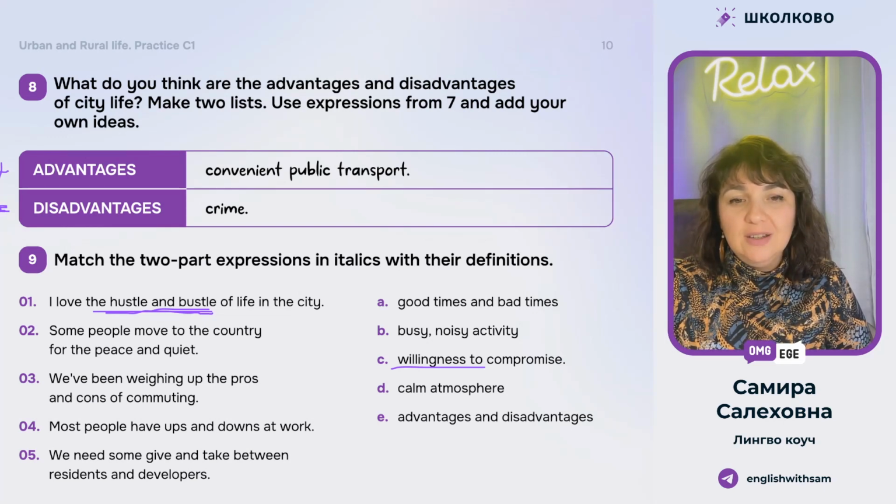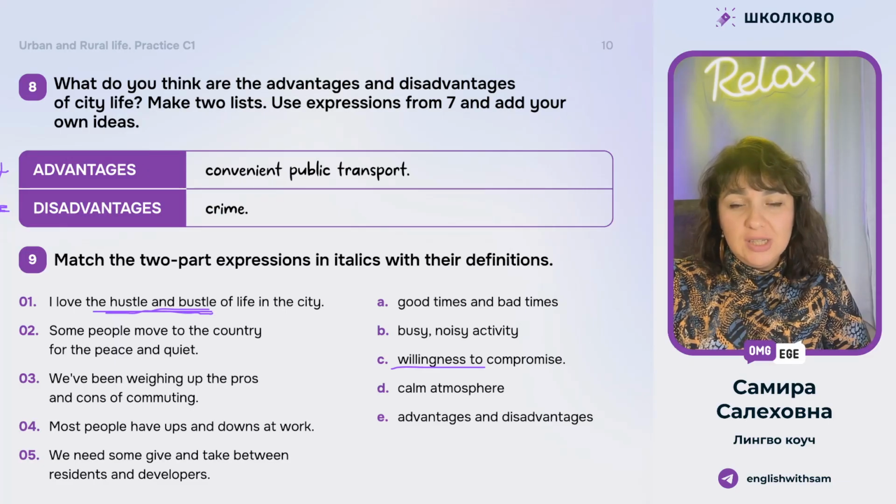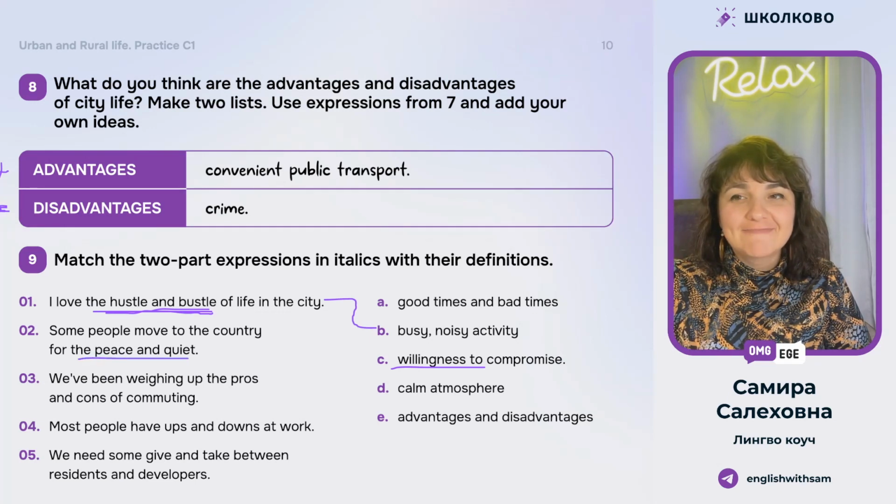Calm atmosphere, advantages and disadvantages. So what is it? Hustle and bustle. Probably it is... I'm just waiting for the answers. Yeah, busy, noisy activity, right? So some people move to the country for the peace and quiet. For the peace and quiet.